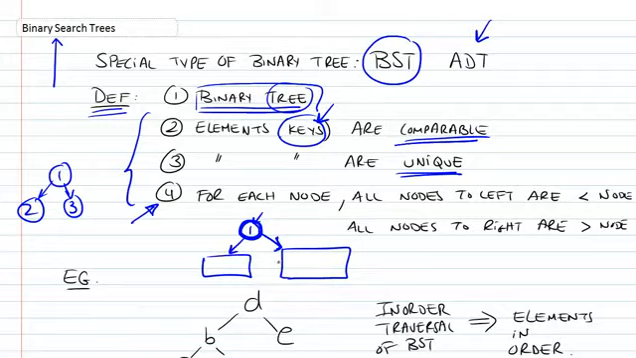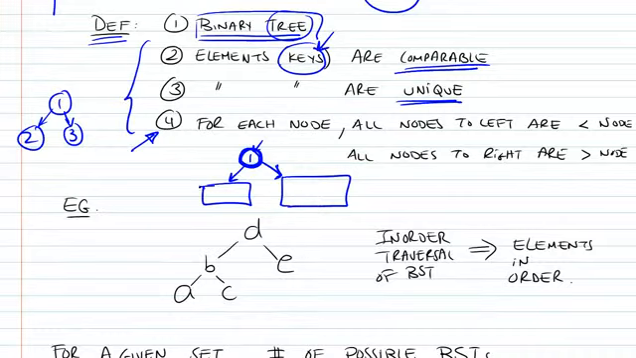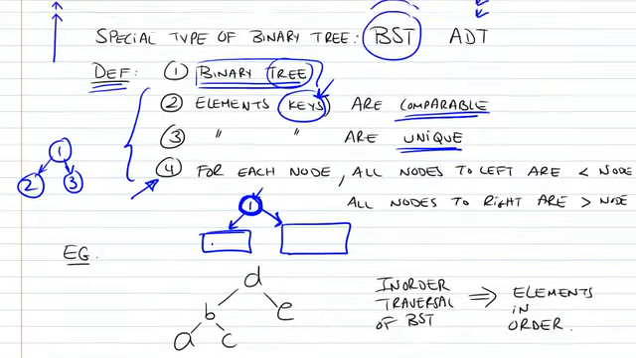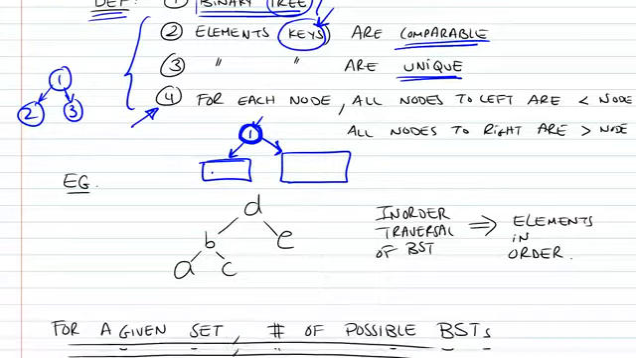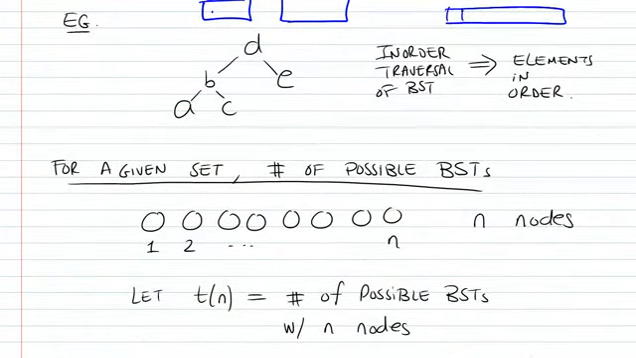And all the elements to the right will have a value or a key that is larger than the parent node. And this is a very important property of BSTs because we can just scan through our tree going from left to right, and we will get the elements of the tree in their proper order. And this is why they call them BSTs. There's a search element to it.